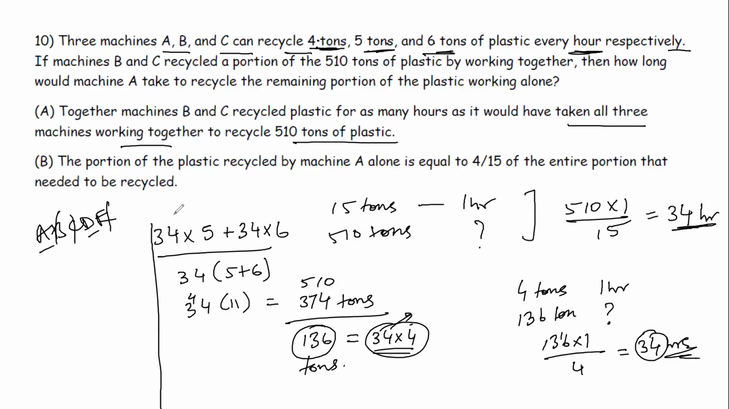The portion of the plastic recycled by machine A alone is equal to 4/15 of the entire portion that needed to be recycled. So how long would machine A take to recycle the remaining portion of the plastic working alone? So the portion recycled by machine A alone is equal to 4/15 of the entire portion. So 4/15 of 510. So that is 15 goes into this 34 times. And so it is 120, 136, right?